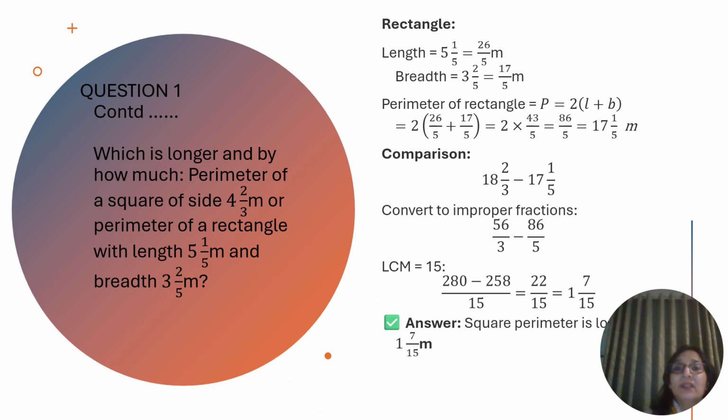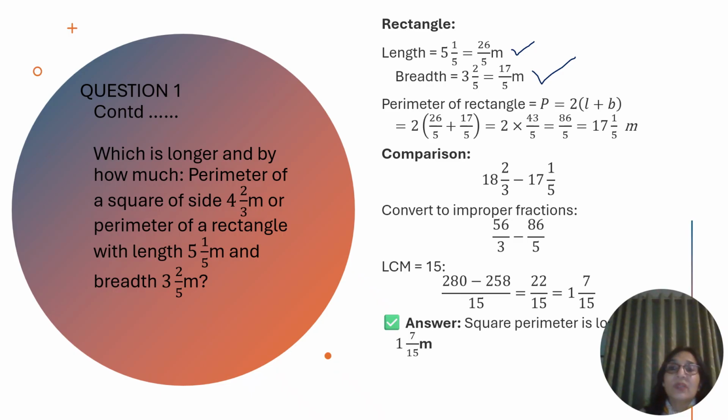Okay, now what is the length of the rectangle given? If you refer the question which is on the screen. So length is 5 1 upon 5. That is again you need to convert it into proper fraction. So you get 26 upon 5 meter. Now what is the breadth given? Breadth is 3 2 upon 5 meter, which is again converted into 17 upon 5.